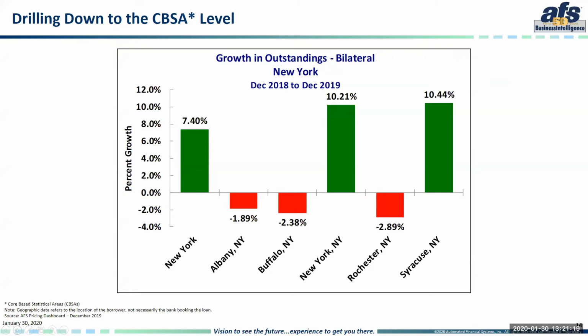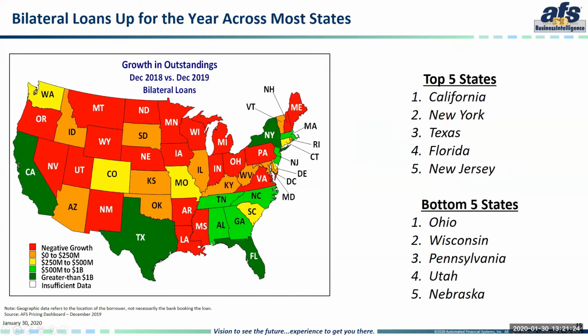On the next 2 slides, we look not only at the top 5 and bottom 5 states, but the entire country. On this slide, we present a heat map for the balance growth across the country. The colors on the map indicate the level of dollar balance growth experienced by a particular state, with dark green indicating the highest level of growth and red representing a decline. The map on this slide focuses on bilateral loans, and we can see that balances were up across most states. As mentioned earlier, balances are much higher in California, New York, and Texas, as indicated by the green shading.